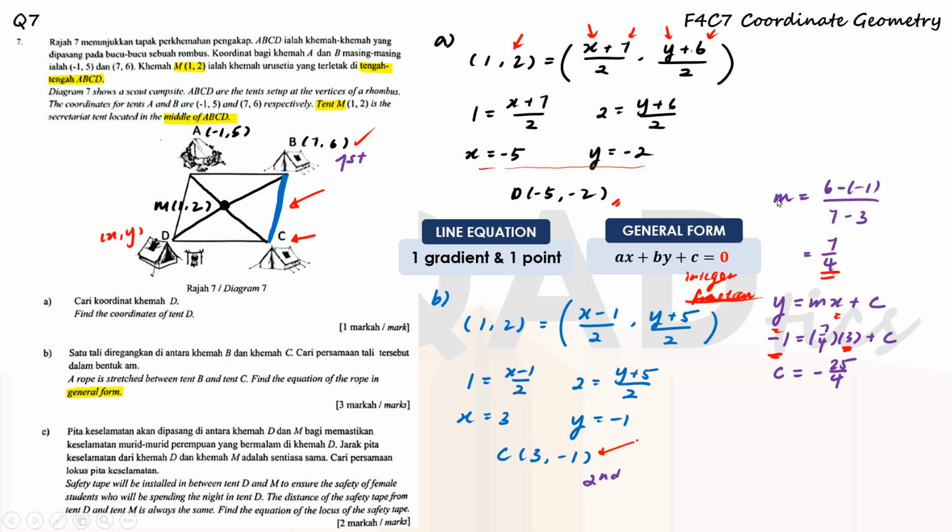Right, so I plug in my gradient and y-intercept and form my equation into the general form. I move everything to the left side, which is like this. And since there are fractions here, I multiply the whole equation by 4 to eliminate the denominators to get this general form of our equation.